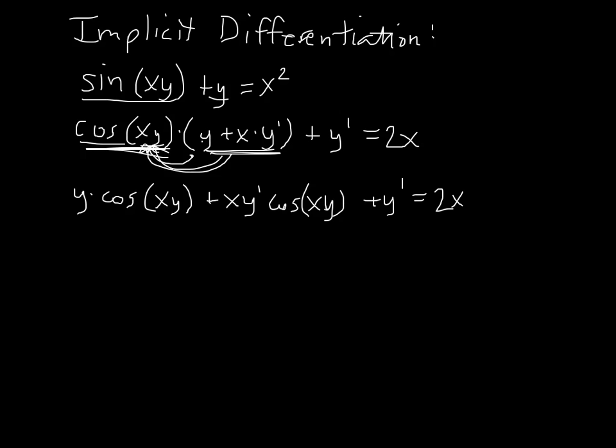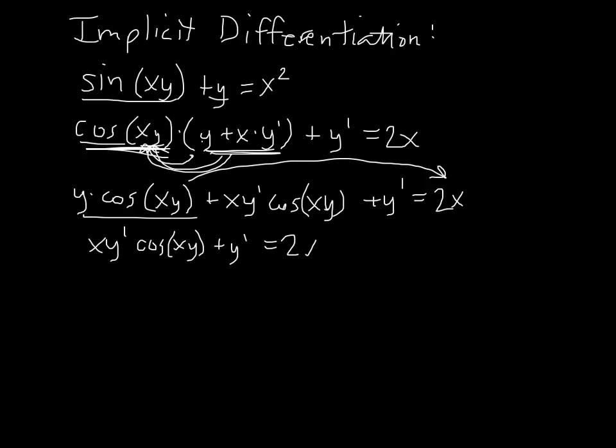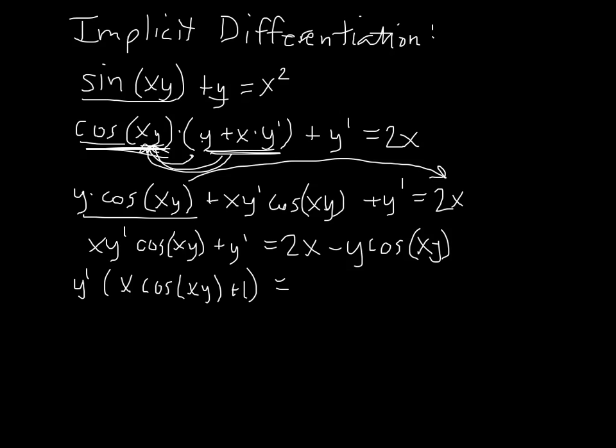Okay? So at this point now, all I want to do is get all my y primes on one side and everything else on the other. So this term needs to go. It needs to be subtracted over with the 2x. So I would have x y prime cosine xy plus y prime equals 2x minus y cosine xy. And now I can factor out a y prime, and I'm left with x cosine xy plus 1 equals 2x minus y cosine xy.